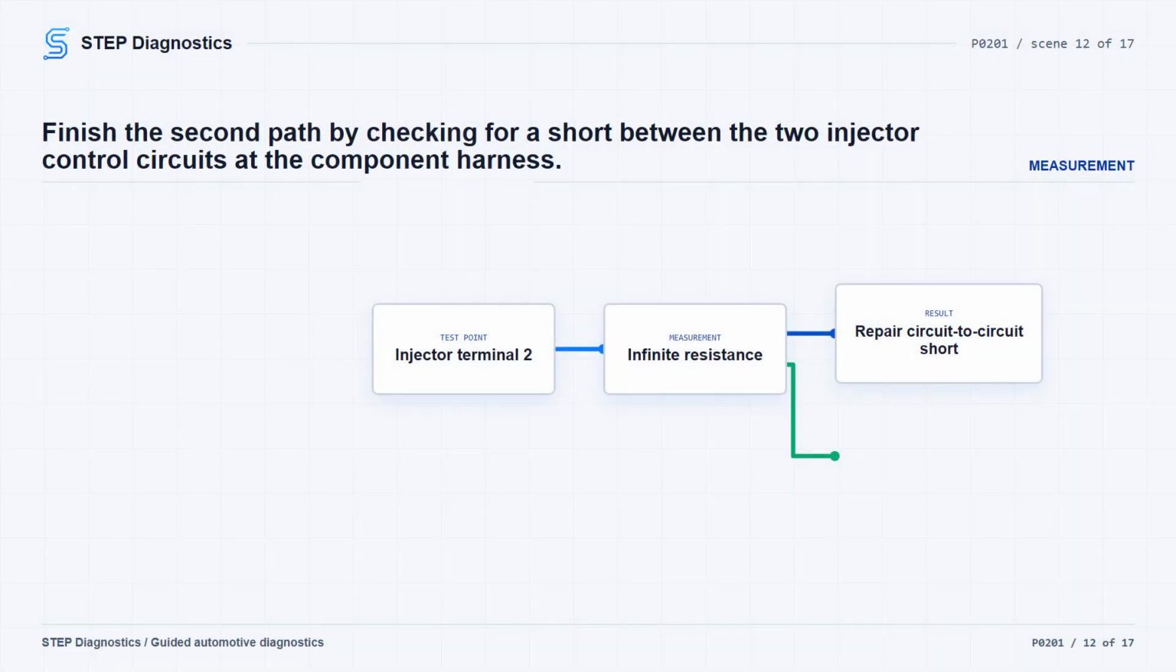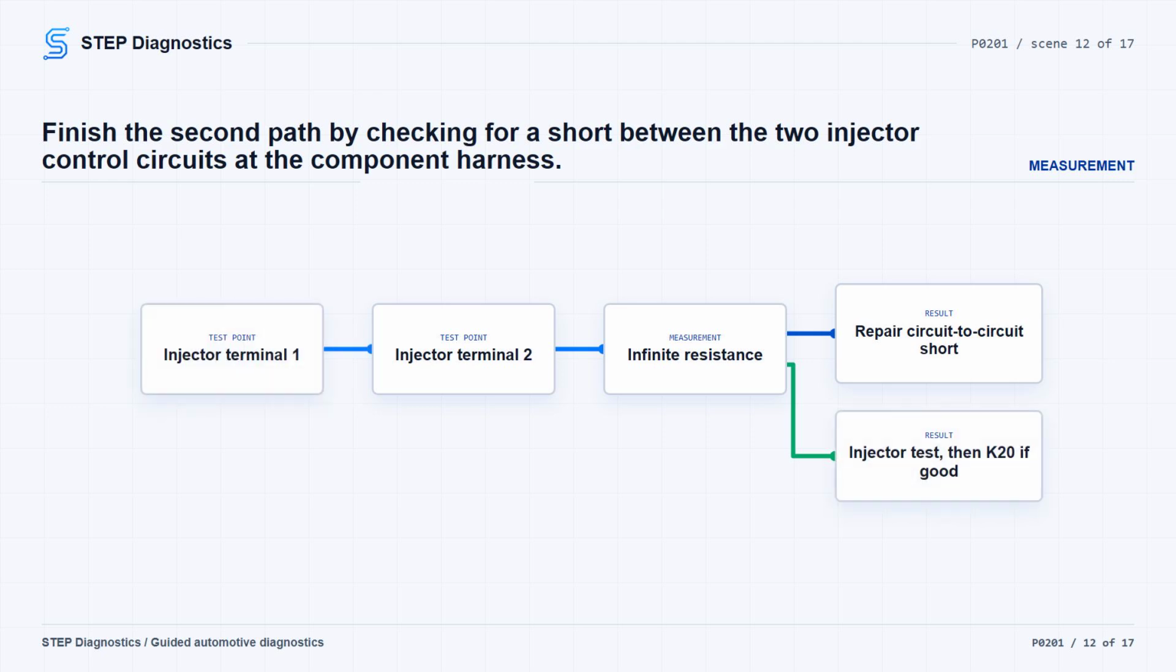On the second test path, if the circuit resistance is less than 2 ohms, check for a short between the 2 control circuits at the component harness. Test between control circuit terminal 1 and control circuit terminal 2. You should have infinite resistance. If you find less than infinite resistance, repair the short between the circuits. If that check shows infinite resistance, move into injector component testing. If the injector has a fault, replace the Q17 fuel injector. If the injector tests good and the circuit checks have passed, replace the K20 engine control module.